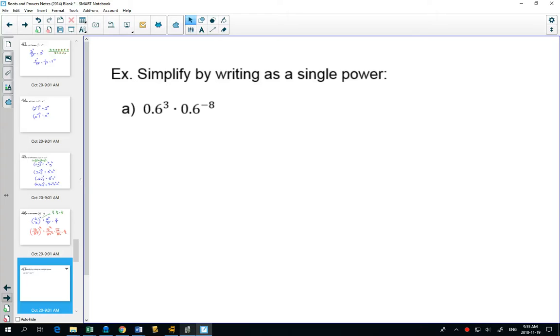So here I've got 0.6 to the exponent of 3 multiplied by 0.6 to the exponent of negative 8. The question is asking us to simplify by writing as a single power. While here we're multiplying with the same bases, so we can add the exponents. And if I add 3 plus negative 8, I'm going to get negative 5.